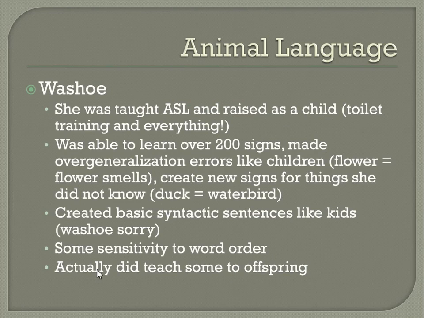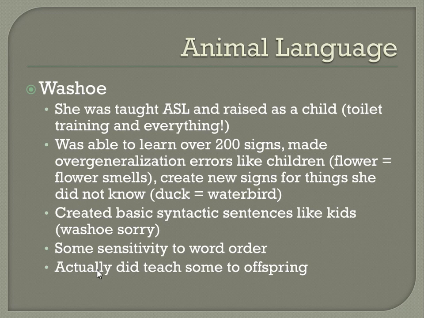But Washoe was taught ASL and raised as a child, toilet trained and everything. She was able to learn 200 plus signs and did some of the very same things that children do when learning language. Overgeneralization is when we tend to use nouns and verbs in ways that work for other things. So flowers do not smell. We smell the flowers, but flowers do not walk around and smell each other. It's not Alice in Wonderland.